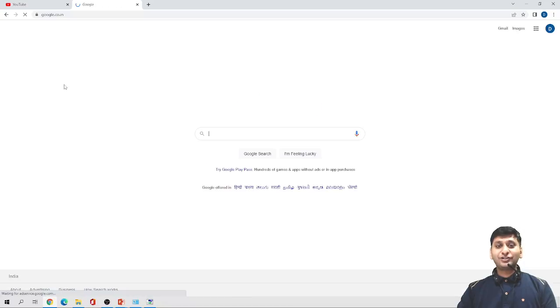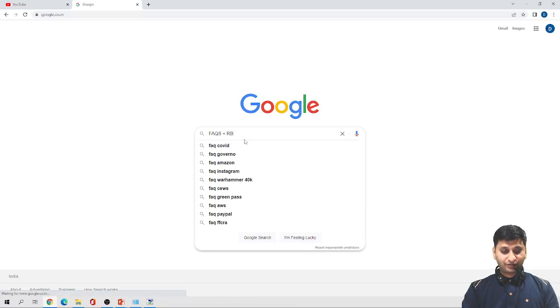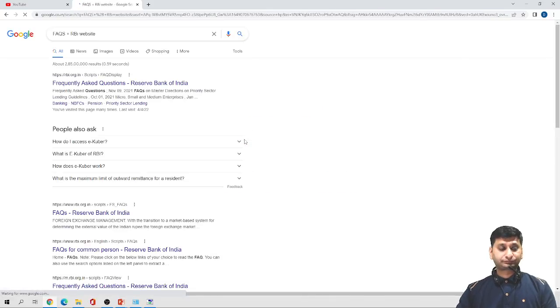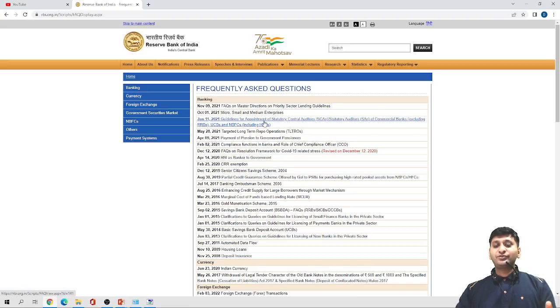So what I do is always go to Google and write FAQs plus RBI website. So I'll do this, right? So when I click on this, it will take me to the RBI FAQs on the RBI website. It has been categorized into various heads: banking, currency, foreign exchange, government securities market, NBFCs, others, and payment system.